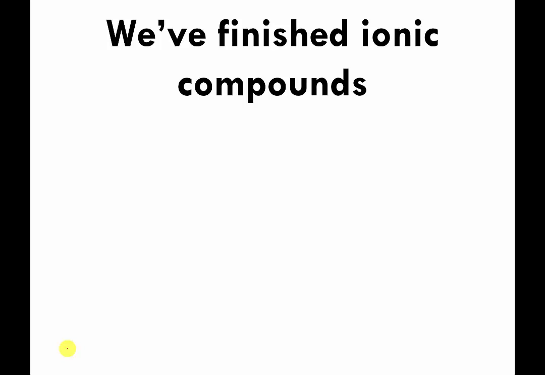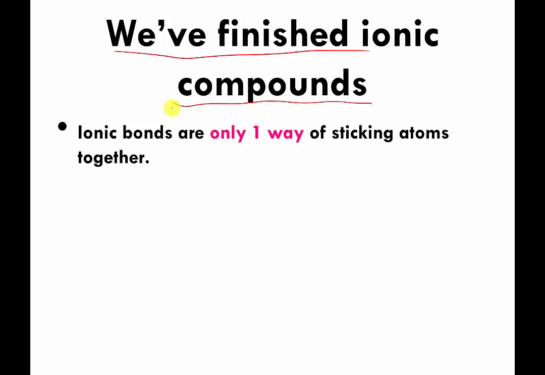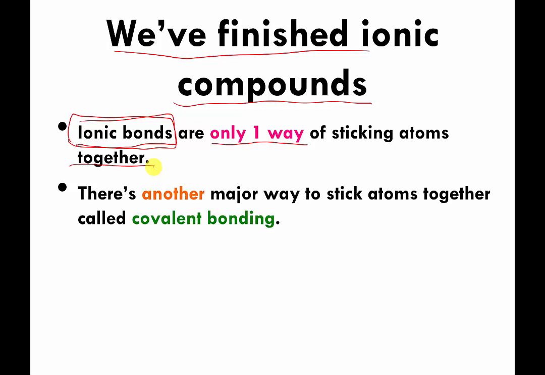All right, we are done, at least introducing ionic compounds. We've spent an awful lot of time talking about it. Ionic bonds connect atoms to each other because of opposite electrical charges. That's only one way of sticking atoms together. There are many others. We are going to talk about two others coming up. The most common other way of sticking atoms together is something called covalent bonding, which we will talk about in the next bunch of videos.